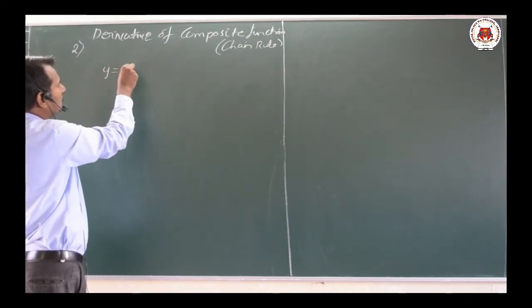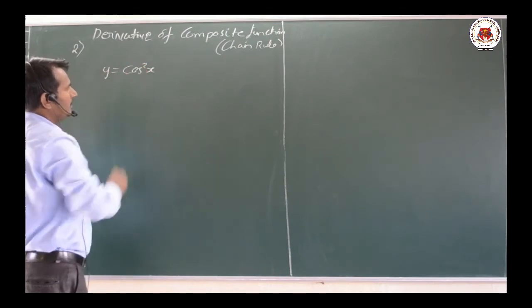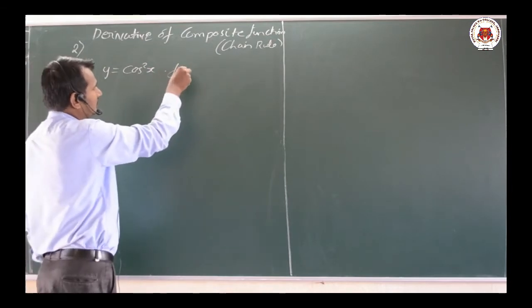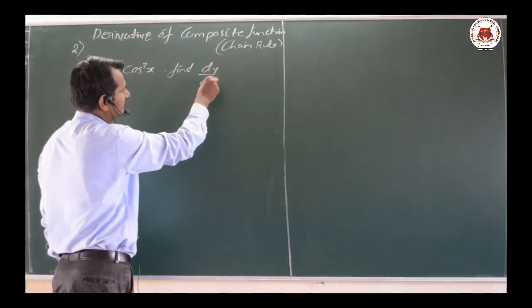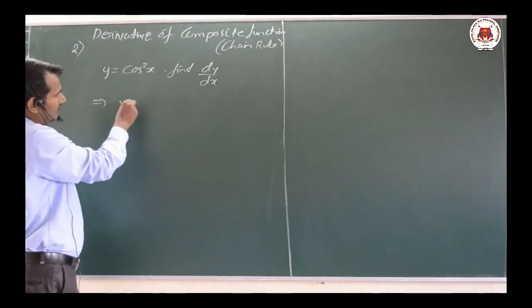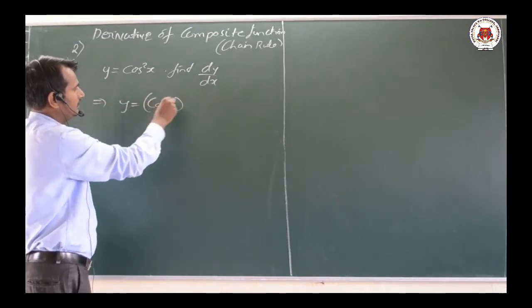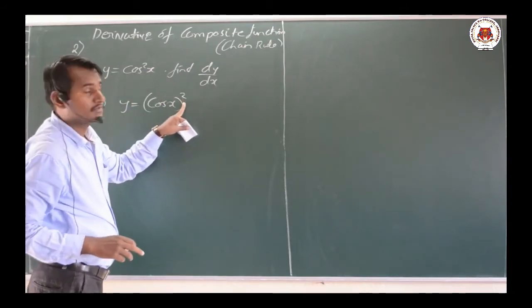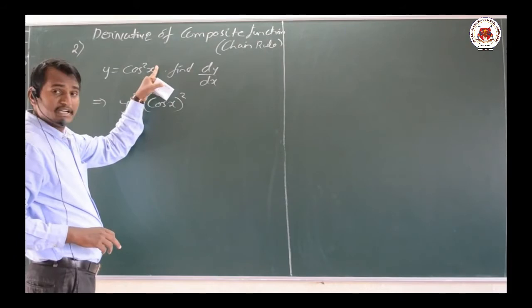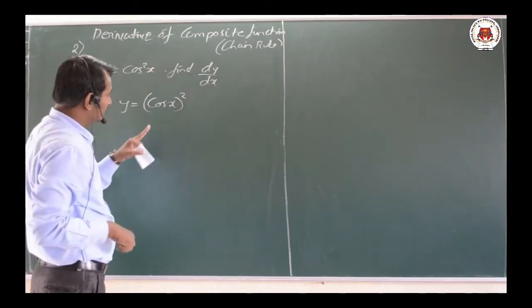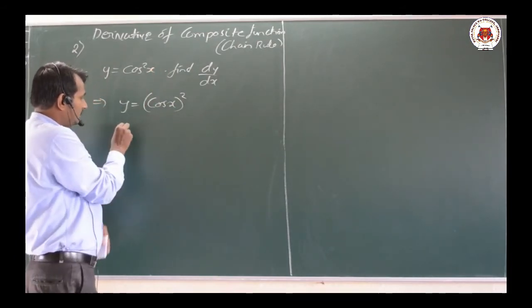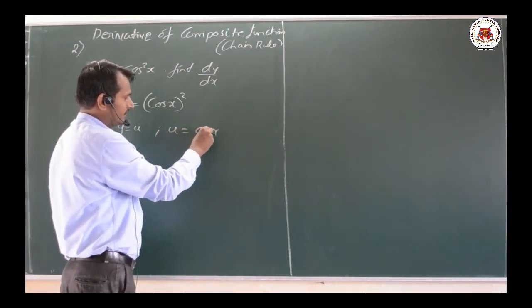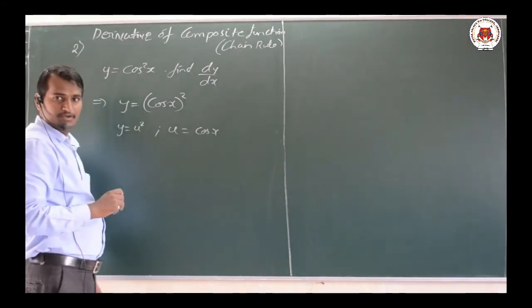Let y equal cos square x. It is a very simple problem. Find dy by dx. Now this particular y I can write as cos x whole square. It is cos square x, therefore I can write (cos x) whole square. If it were cos x square, it would be a different thing. Now this part I will take as u, where u is equal to cos x. Now y is equal to u square.